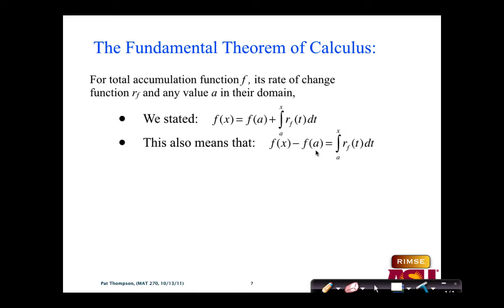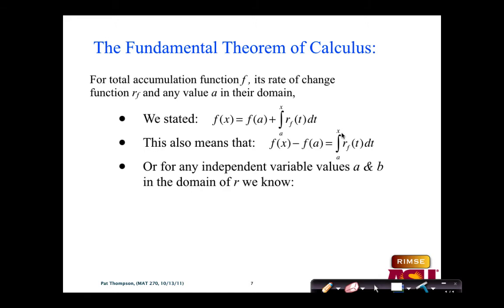F of x minus f of a is this integral from a to x. So you can also think of that as y final minus y initial, the change in y overall between a and x, generated by using that rate between a and x. That should make sense also. It's just a different formulation of it. Instead of thinking about generating total accumulation values, you can think of it as generating net change between two points.